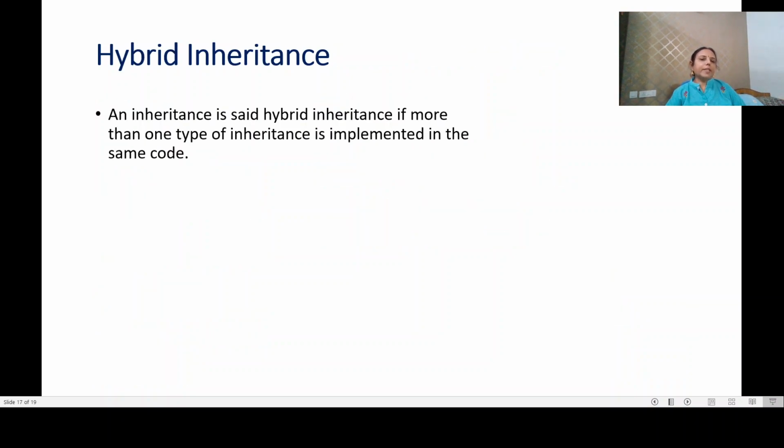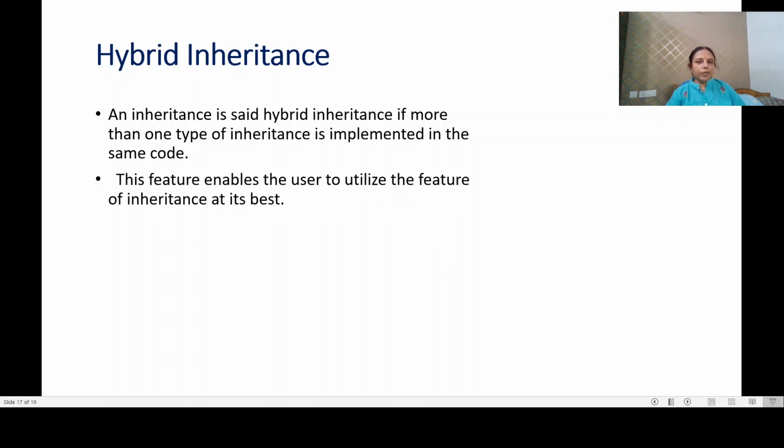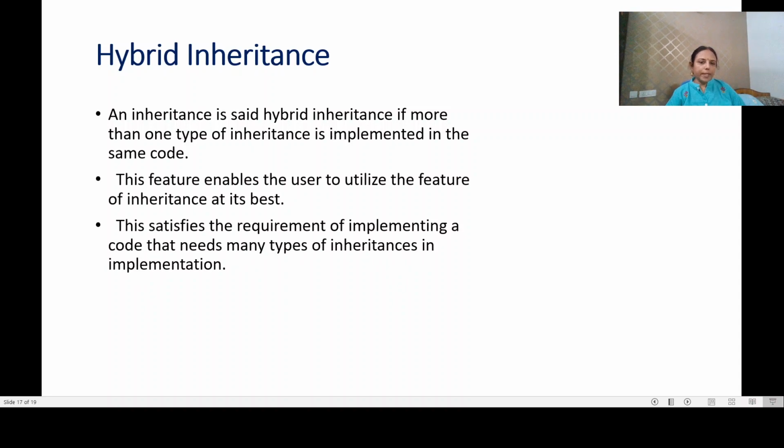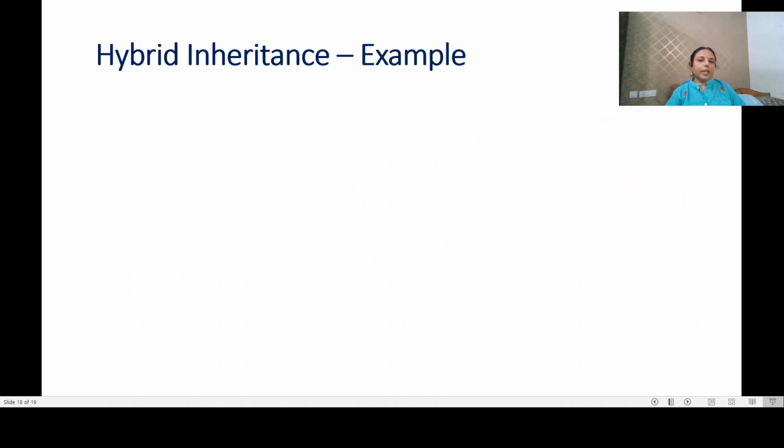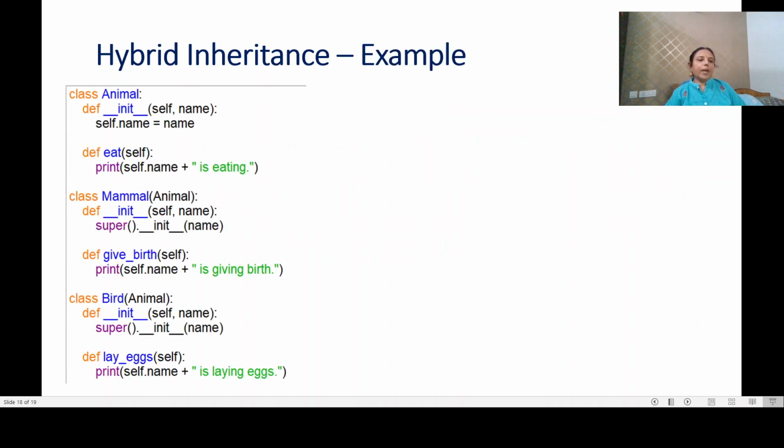Hybrid inheritance means combining more than one type of inheritance in the same code. This will be useful whenever you want to utilize the features of inheritance to the fullest. And if you want to implement code that may require many types of inheritance, we can opt for hybrid inheritance. Hybrid inheritance is useful when we are trying to solve complex problems which may require the use of multiple types of inheritance. So let me take one example.